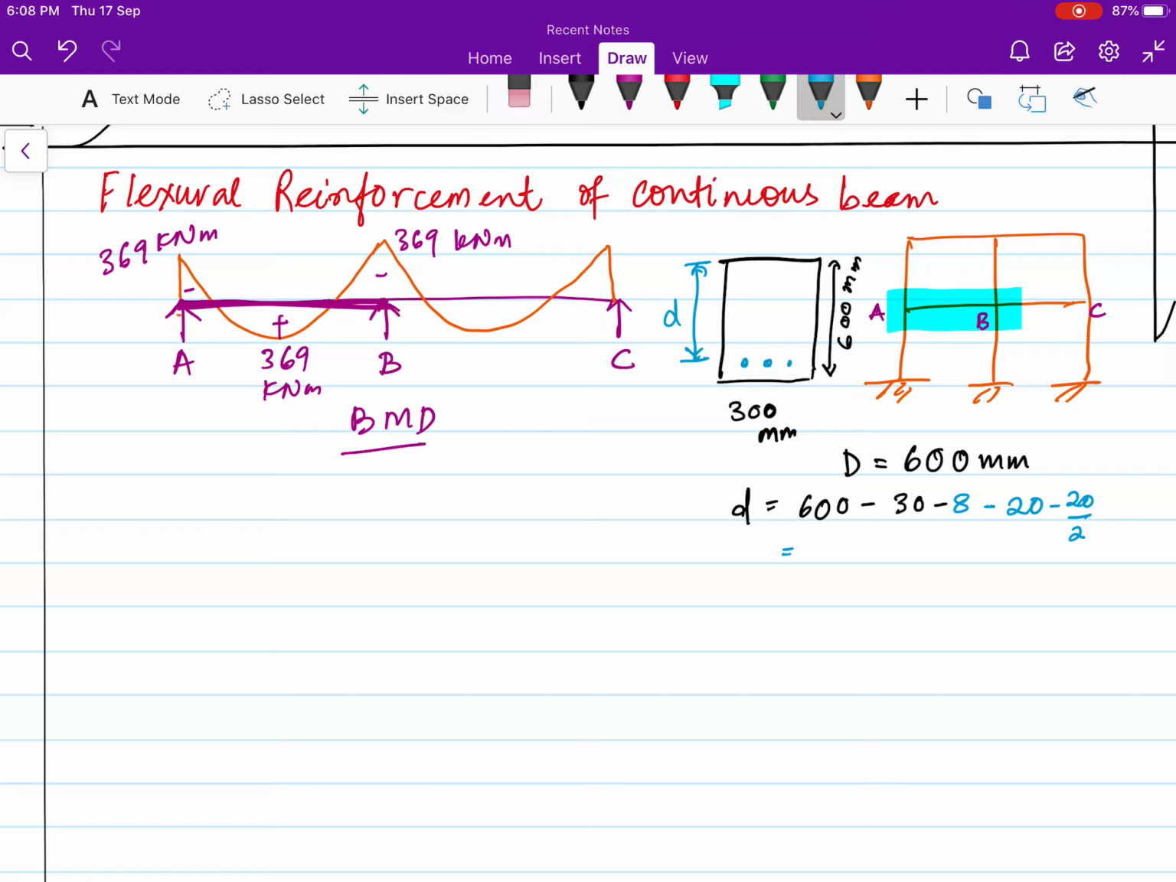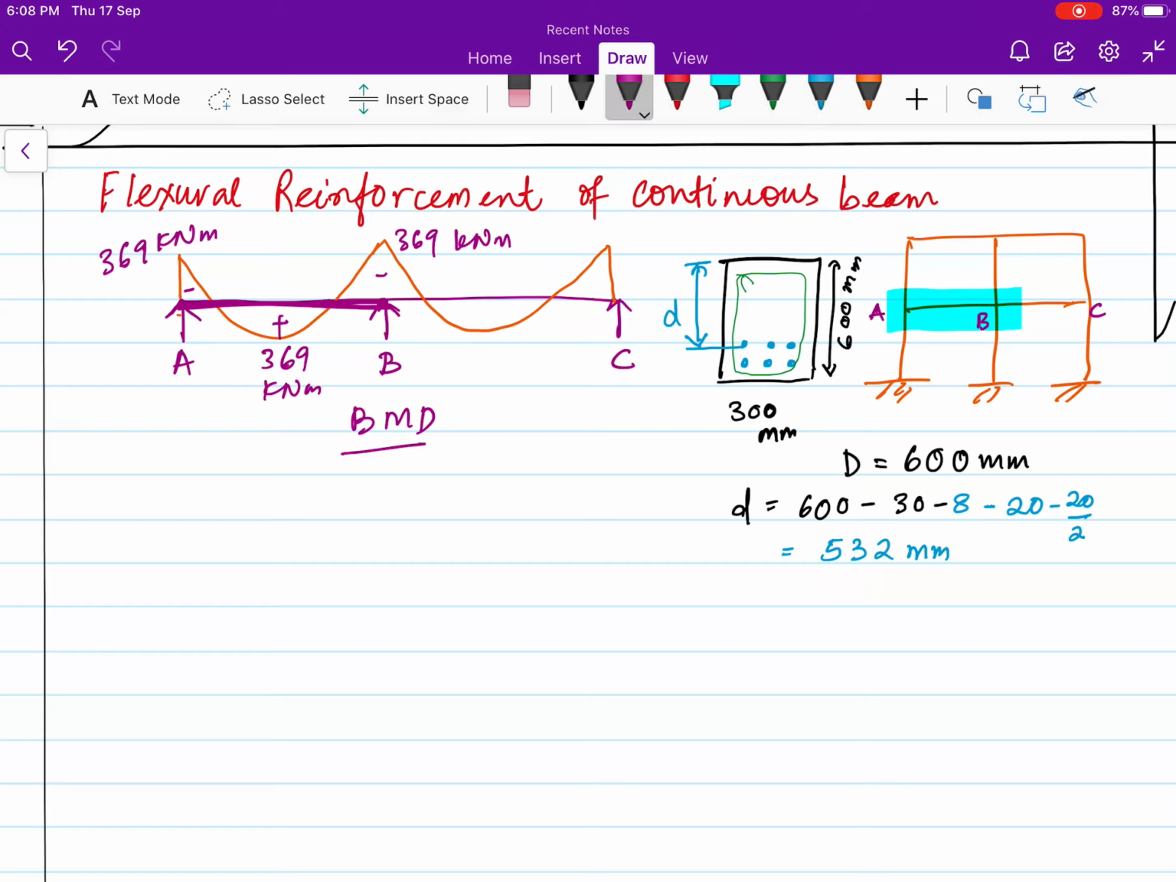So if some bars are there of 20 mm dia of two layers, and then we have stirrup. This is what I'm assuming. So 30 mm clear cover minus 8 mm stirrups minus 20 dia, and so this will be the center of this bar. This is the effective depth. So we get 532 mm effective depth.